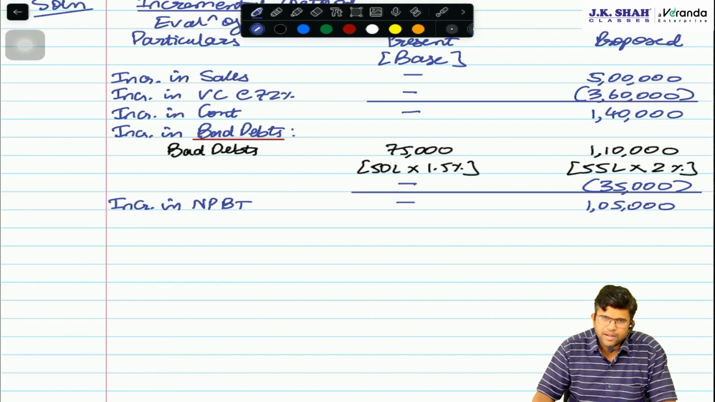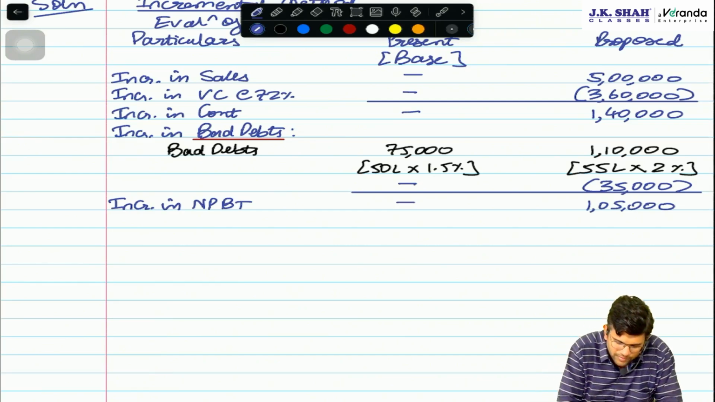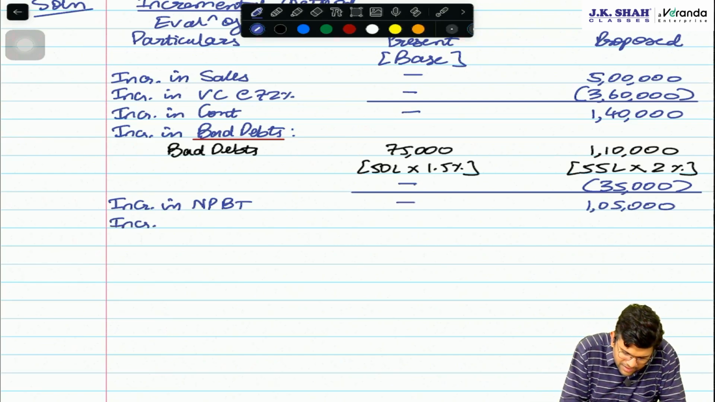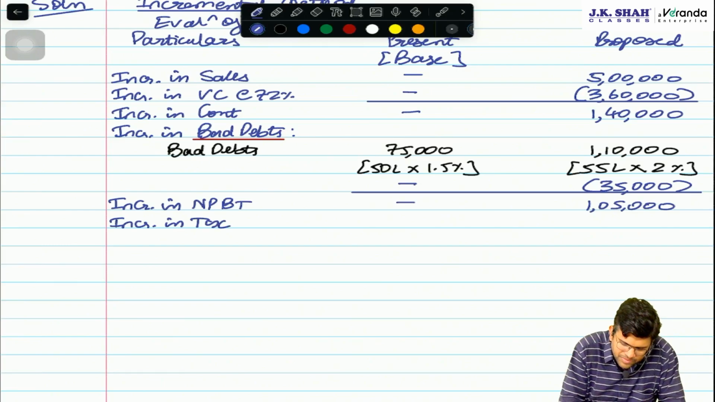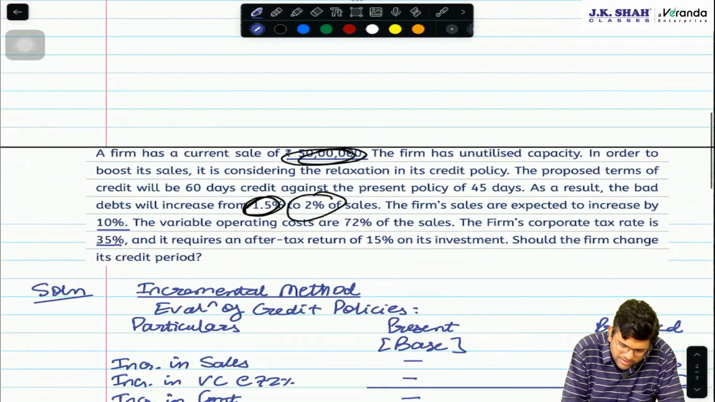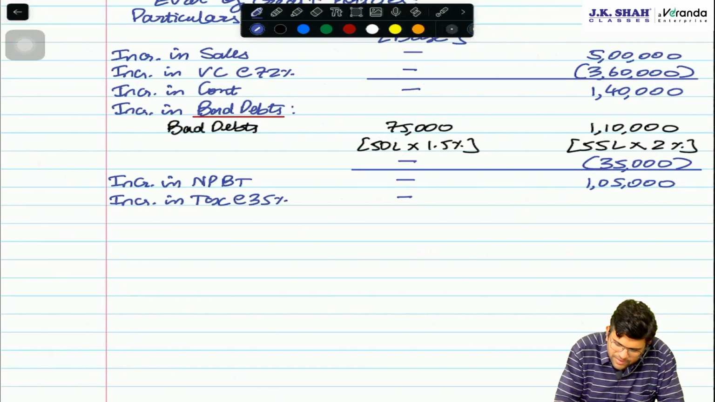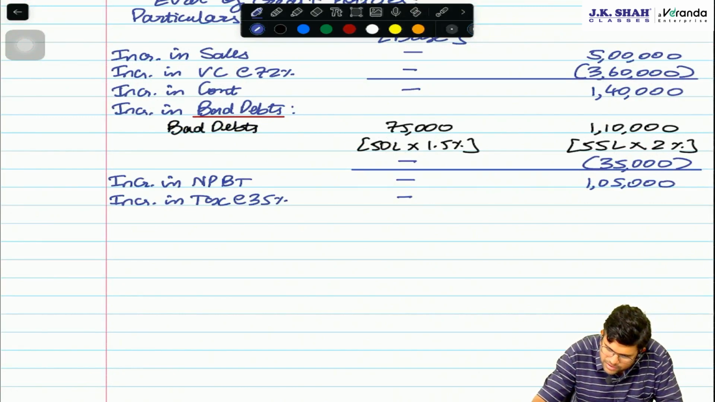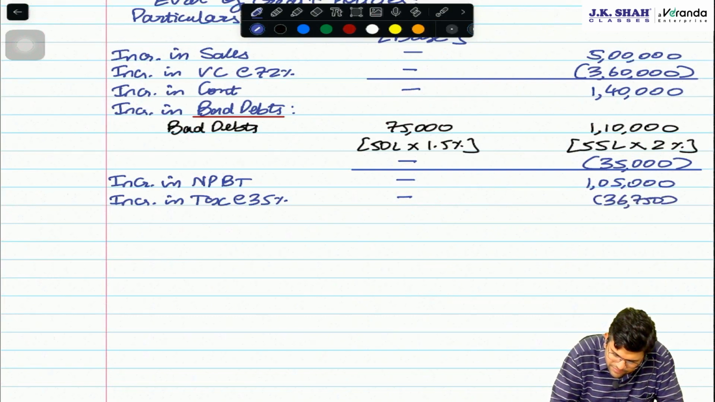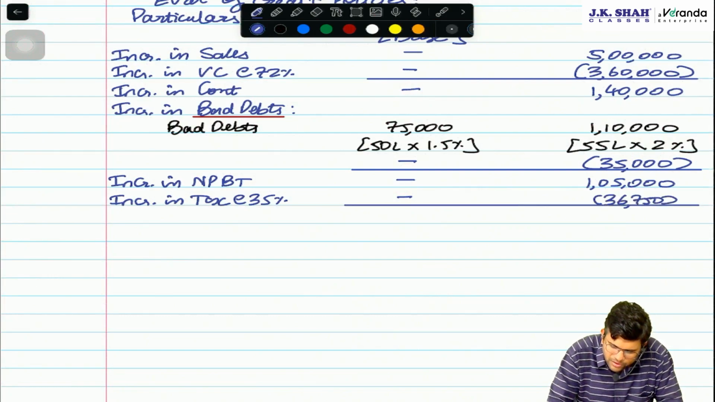Now students, after NPBT there will be increase in tax, because if NPBT is increasing, tax also will be increasing. So I'll write here increase in tax. Now taxation rate given in the question is 35%. So here I'll write 35%. This will be dash, and 1,05,000 into 35% comes to 36,750. Now see, something you can notice here.